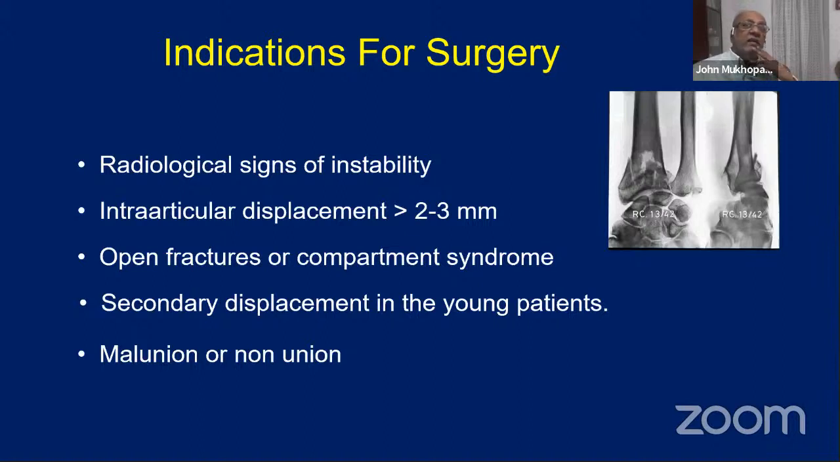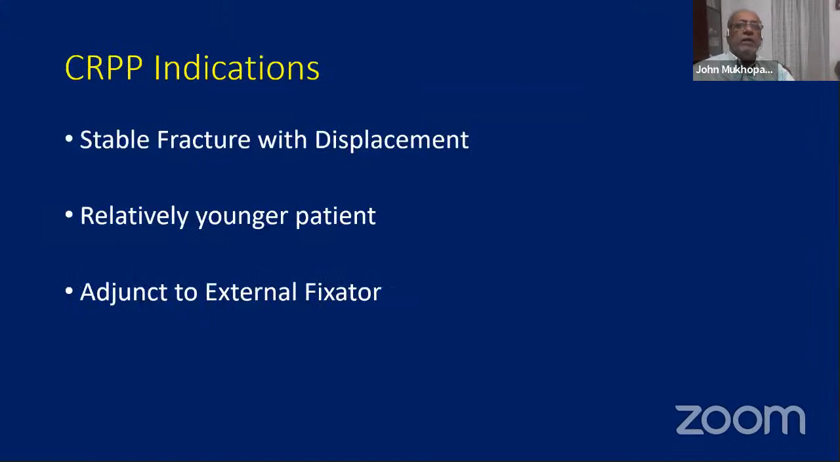And on the other side, looking at the same criteria, the indications for surgery would be the same sort of things. If you look at radiological signs of instability, if there's any intra-articular displacement greater than 2 or 3 millimeters, open fractures or compartment syndrome, obviously nerve or vessel injuries, again, come on to that. Secondary displacement in young patients, again, we talked about. If you get a decent reduction, but 1 week or 5 days later, you find that it slipped back to the displaced position, I think those are ones where you would have to operate. And then for late cases, for malunions or non-unions, you may consider surgery.